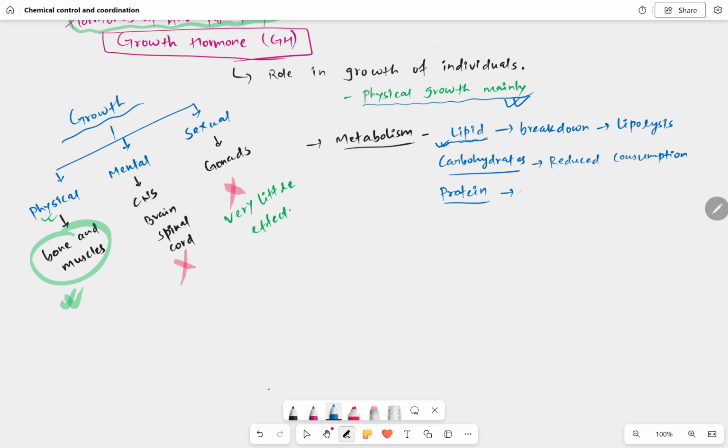So protein formation is increased, protein synthesis is increased, and since protein synthesis is increased, what will happen? The amino acid uptake is increased. So this is overall about the growth hormone. Growth hormone promotes physical activity for metabolism. Lipid goes for lipolysis, carbohydrate shows reduced consumption, and protein shows increased synthesis.